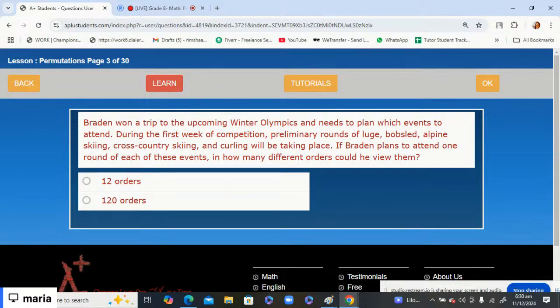Which events to attend? Count them in the week of competition: one, two, three, four, five. 5 events, so the answer is 120. Okay.